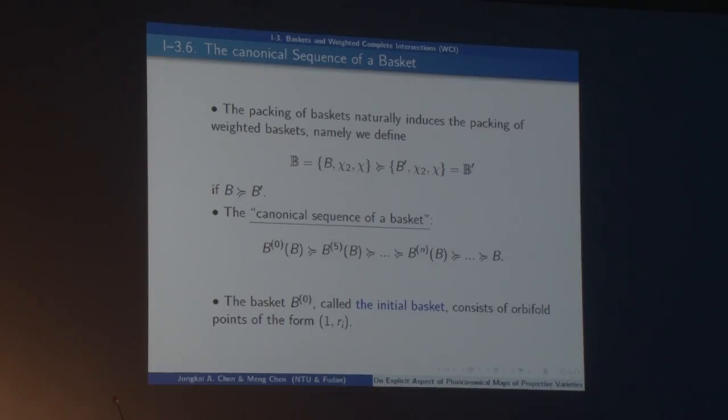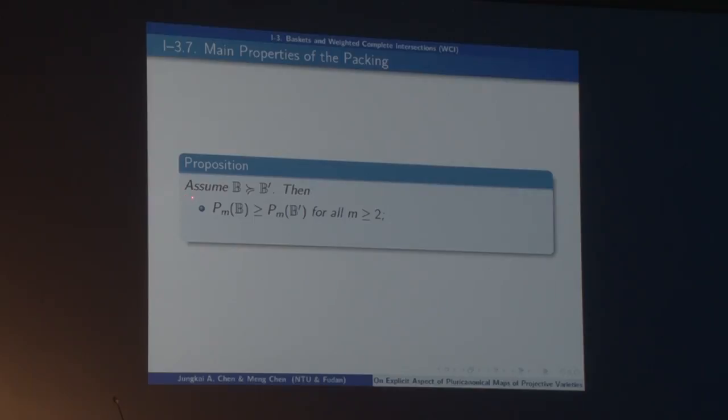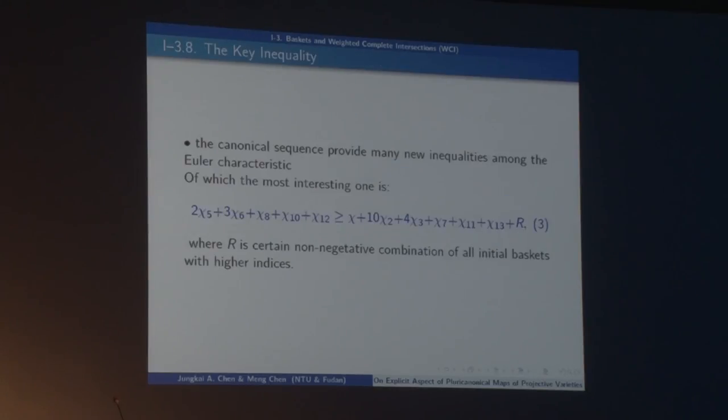Some basic property of the packing of baskets is that suppose we have this packing here, then the plurigenera respect the ordering, and also the volume respects the ordering. So it's an ordering preserving operation. By using this, we can produce interesting inequalities among all the characteristics. One of the most interesting ones is given like this: chi 5, chi 6, chi 8, etc., greater or equal than this. It's a complicated formula, as you can imagine, but I can show you immediately how to derive something out of this kind of inequality.